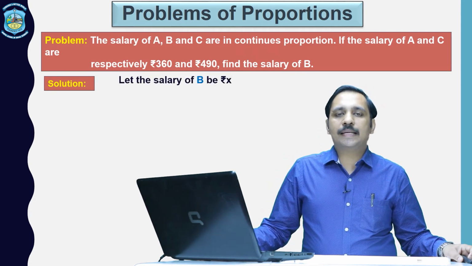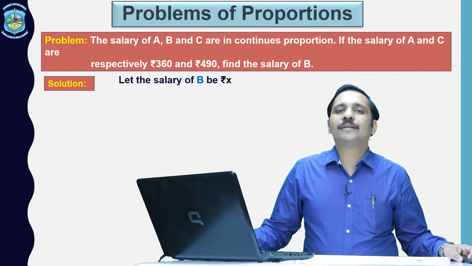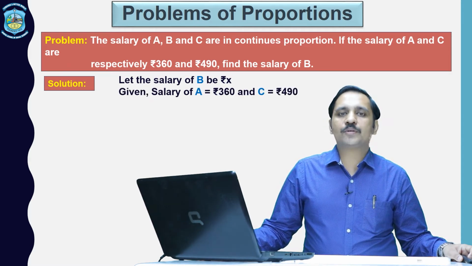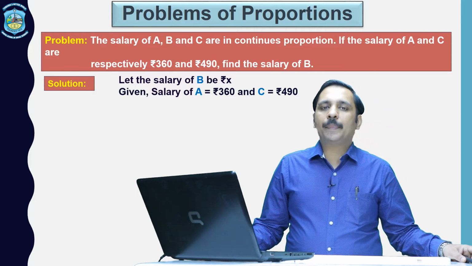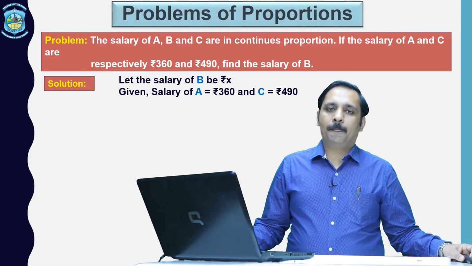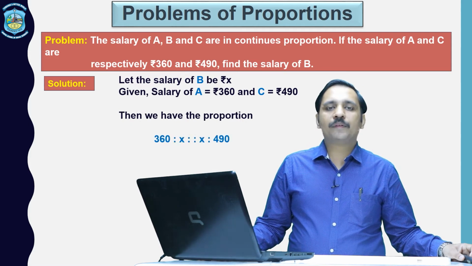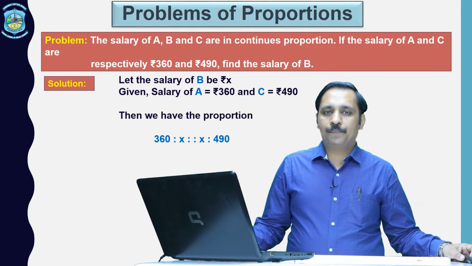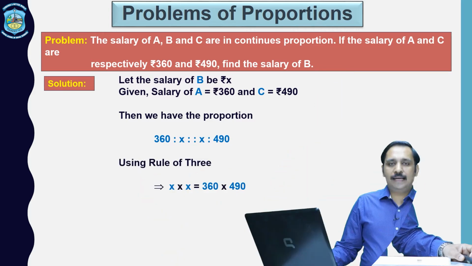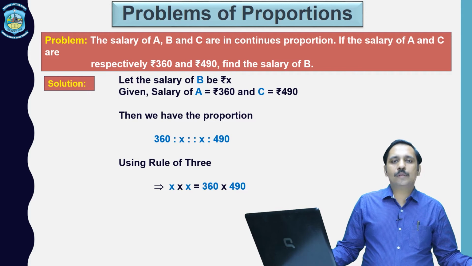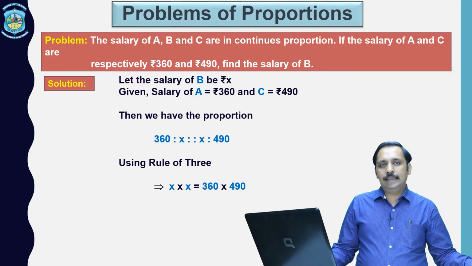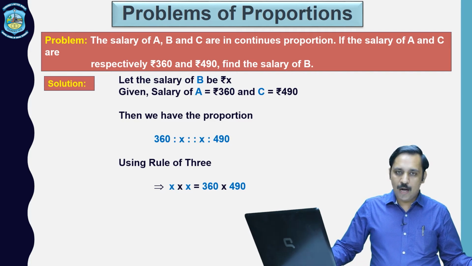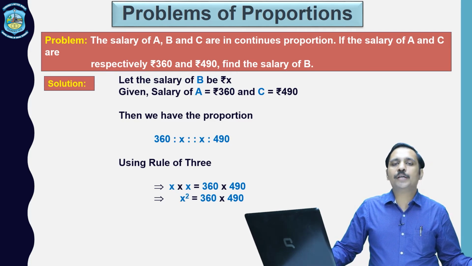Here, let us suppose that the salary of B is rupees x. It is given that the salary of A is rupees 360 and salary of C is rupees 490. Then the proportion is 360 is to x proportional to x is to 490. By the rule of 3, we can say that x into x is equal to 360 into 490. That is, the product of extremes is equal to product of means. Now x square is equal to 360 into 490.